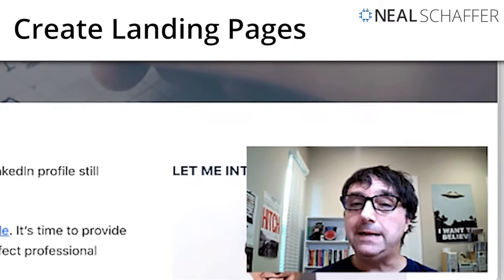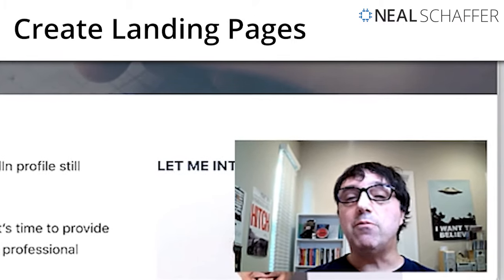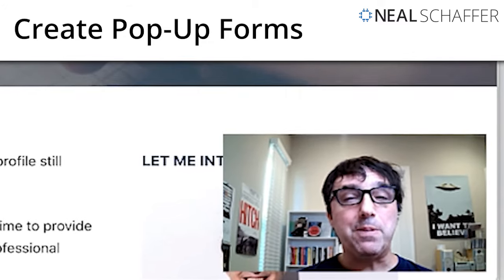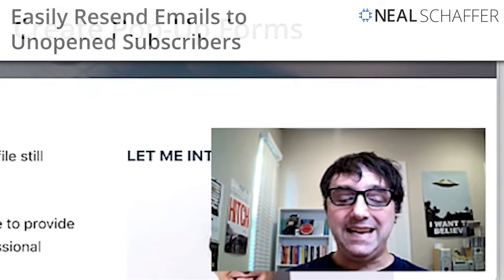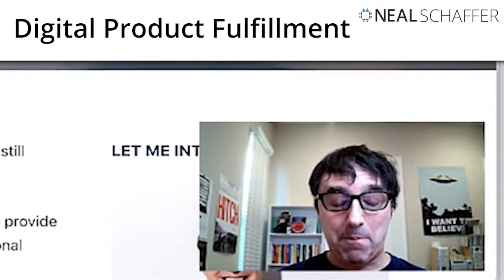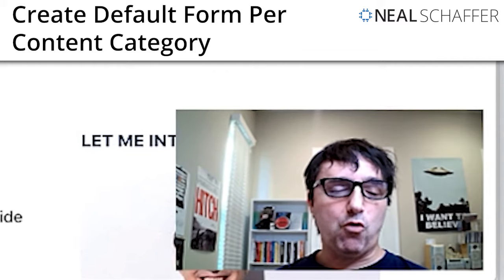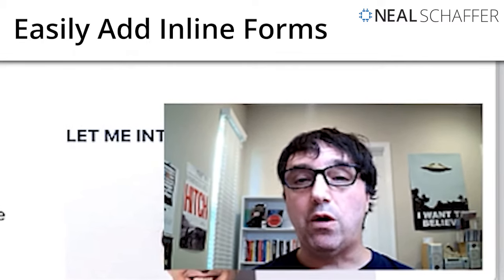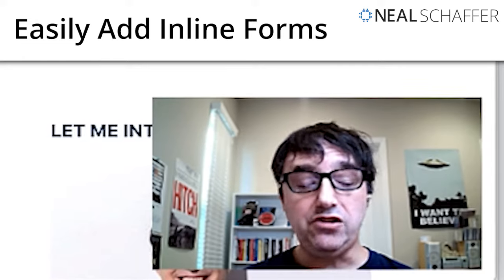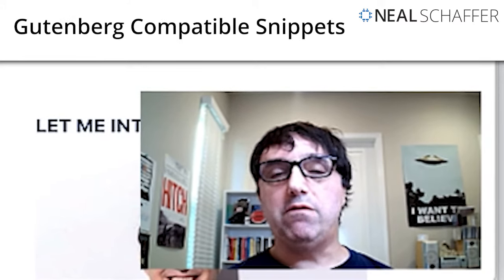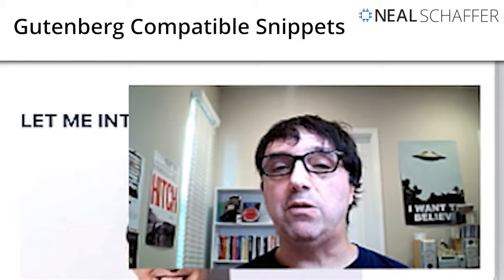Number 7, I replaced LeadPages with the landing pages from ConvertKit. Number 8, I replaced OptinMonster with the pop-up forms from ConvertKit. Number 9, the ability to easily resend unopens. Number 10, the ability to create a product. Number 11, we can set the default form by category. Number 12, we can manually insert a form wherever we want in any post or page. And number 13, the ability to create a reusable block in Gutenberg for inserting those forms. Very, very simple shortcode, and then boom, in 1 second, we were able to add whichever lead magnet we want to whatever blog post or page we want.